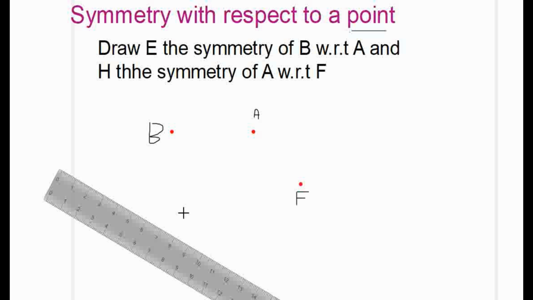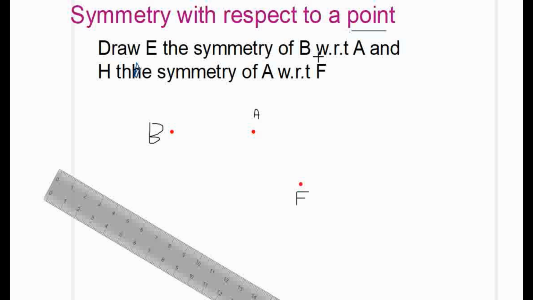The question will be like this: draw E, the symmetry of B with respect to A, and H, the symmetry of A with respect to F. So we should draw two symmetries. Let's take the first one: draw E, the symmetry of B with respect to A.